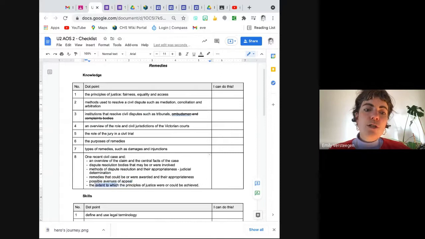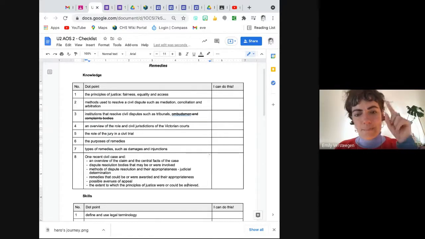And you need to be able to talk about the extent to which the principles of justice were or could have been achieved in this case. I spoke about that at length yesterday, but it is important that you know that because these are two well-resourced, famous, big players, it's very different to what justice looks like for your average punter. But you need to be able to go through fairness, equality, access, and pick out some key aspects of these and how they were in fact achieved in the case.